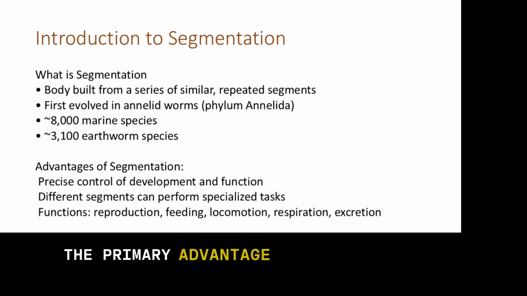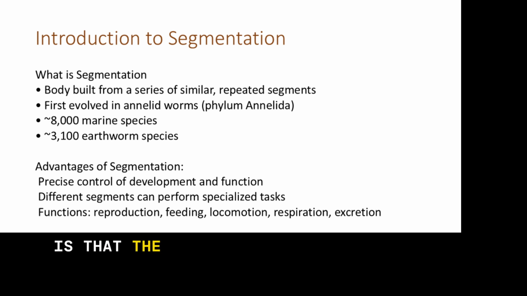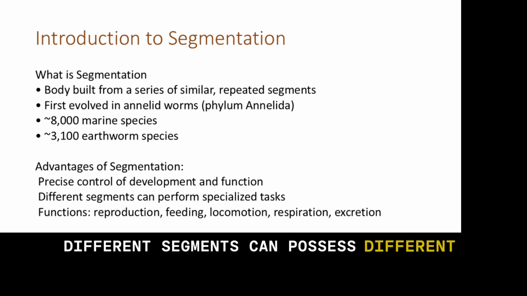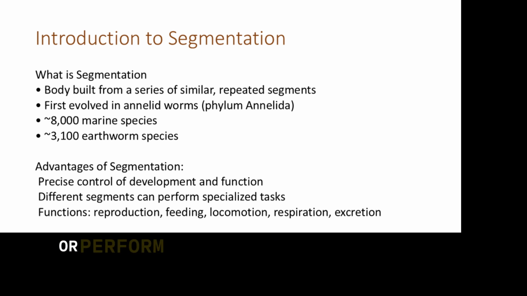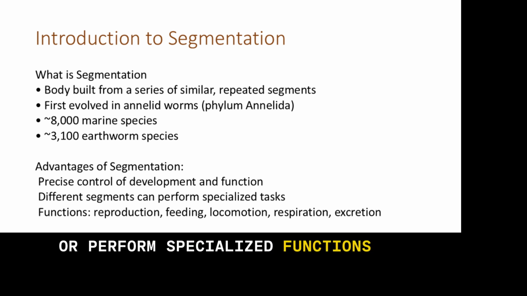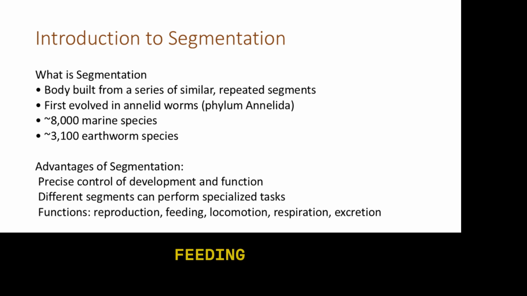The primary advantage of a segmented body is that the development and function of its units can be precisely controlled. Different segments can possess different combinations of organs or perform specialized functions relating to reproduction, feeding, locomotion, respiration, or excretion.